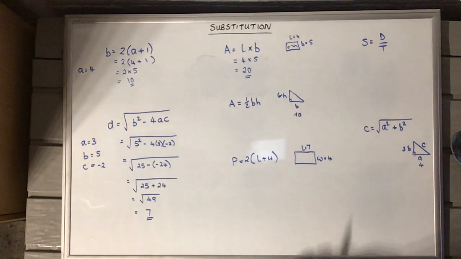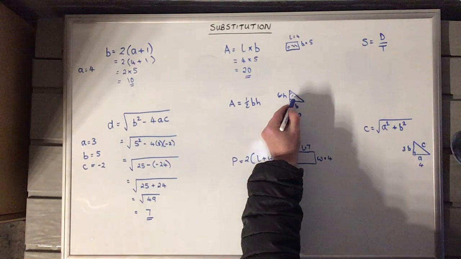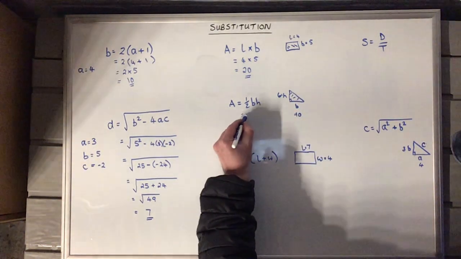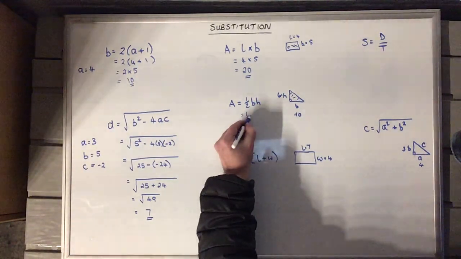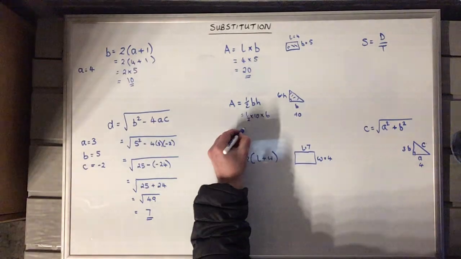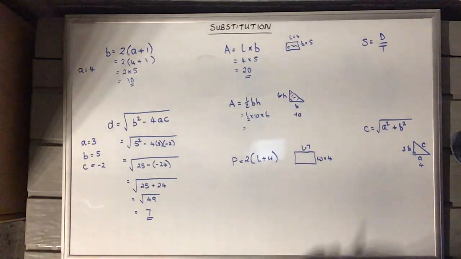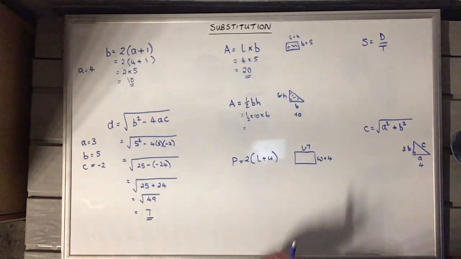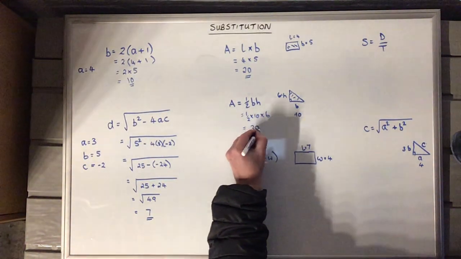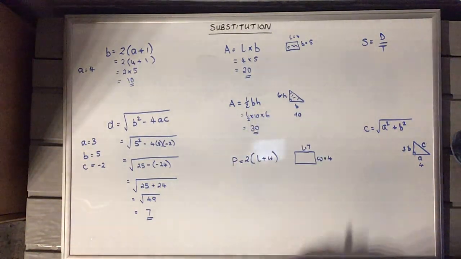So what's the area of this triangle, the space inside here? Well, using the formula, that'll be a half times the base, which is 10, times the height, which is 6. Working that through, a half of 10 is 5. 5 sixes are 30. So the area of that triangle will be 30 units squared. Answer: 30.